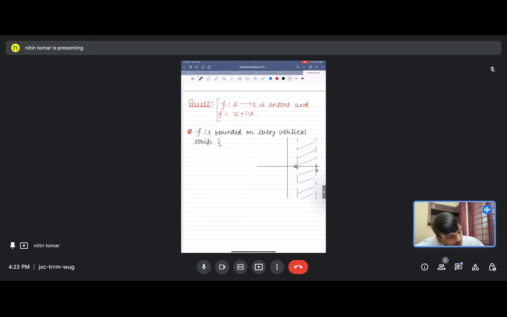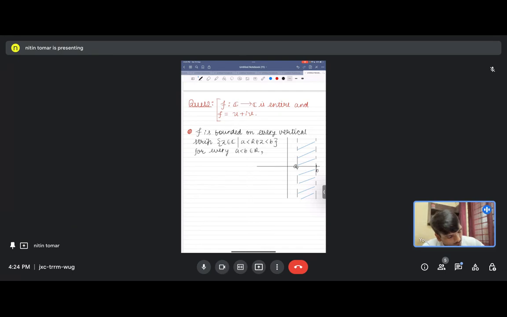So how does it look? All those z in C whose real part lies between a and b, right? This will give you the vertical strip. For every real number a and b, so this is on every vertical strip, that has to be taken care of. For every vertical strip and for every a, b in R, obviously a less than b.